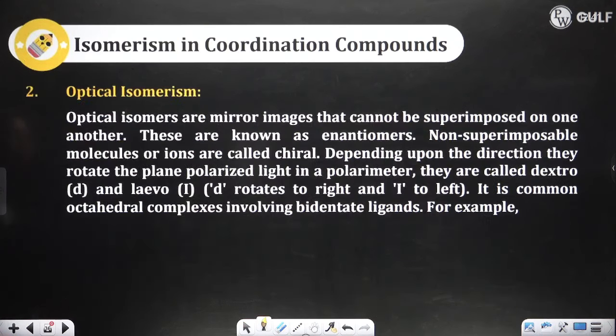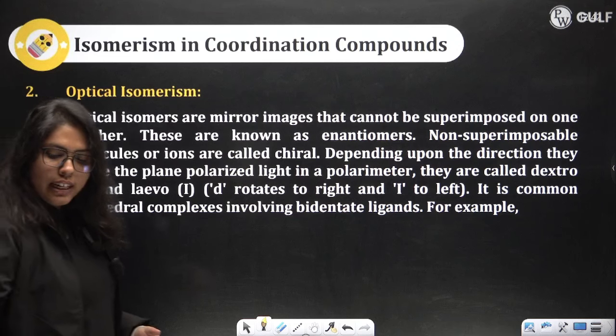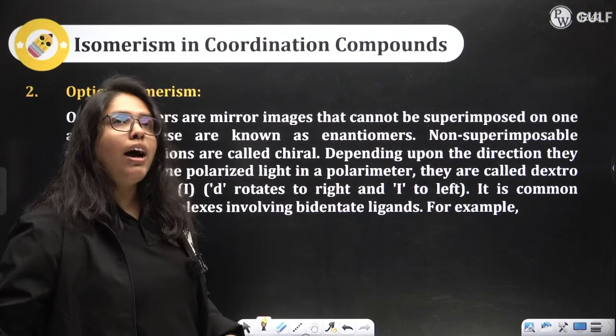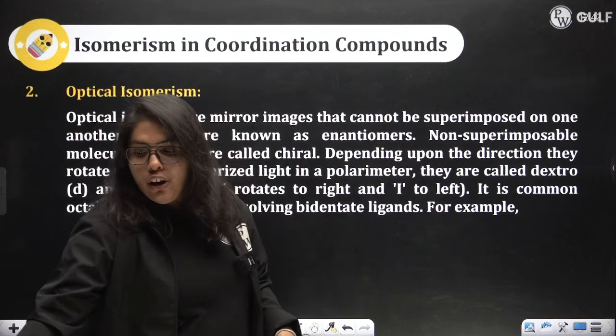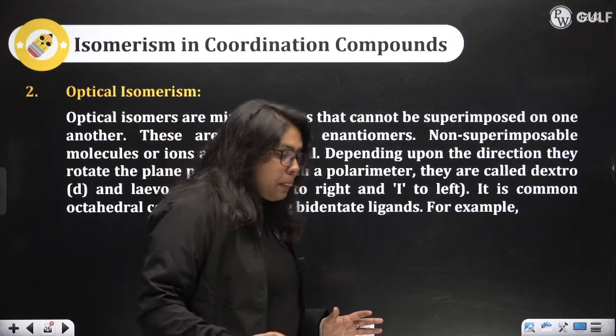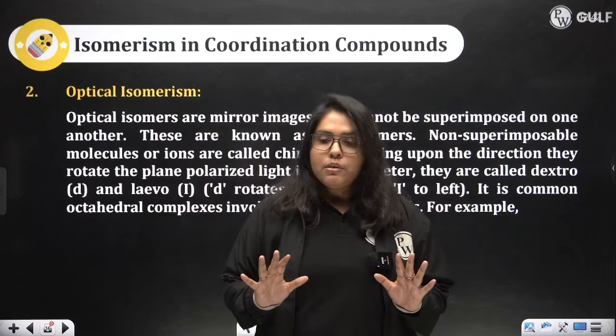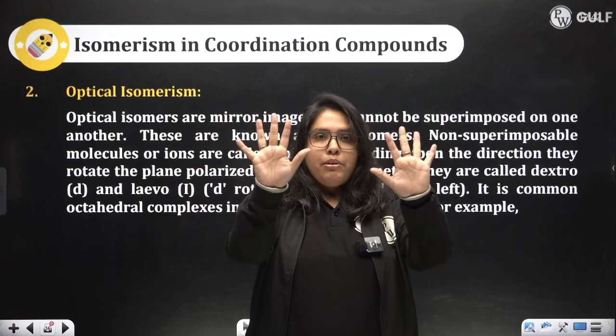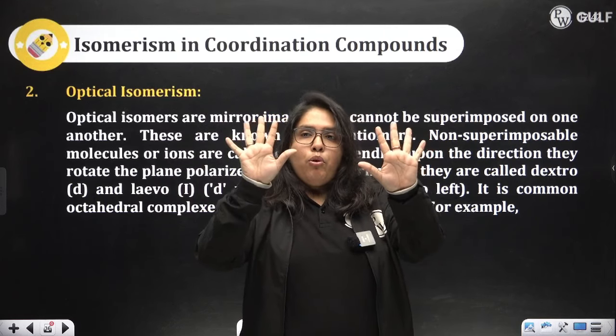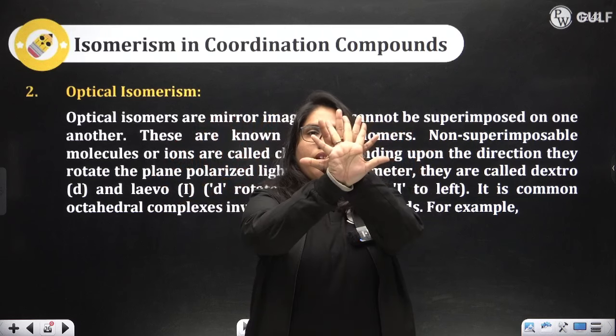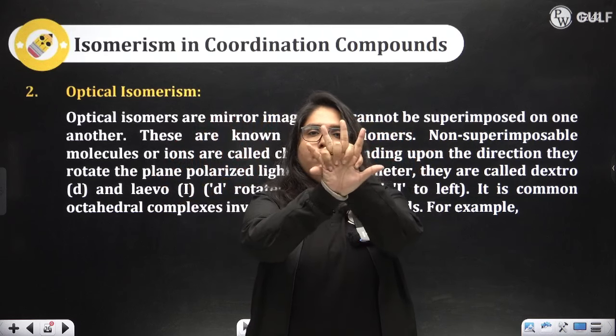Let's now talk about optical isomerism. There's no idea of optical activity over here. What you need to understand is, they need to be mirror images. That is, both our hands are mirror images, right? But if I superimpose the first one on the second one, is it getting superimposed? It is not getting superimposed.